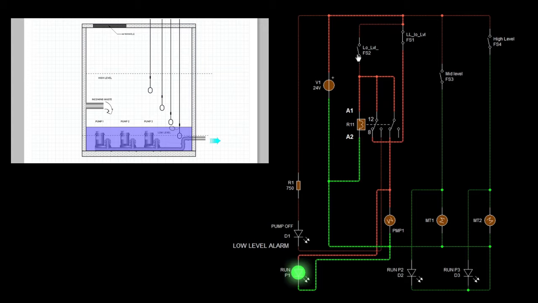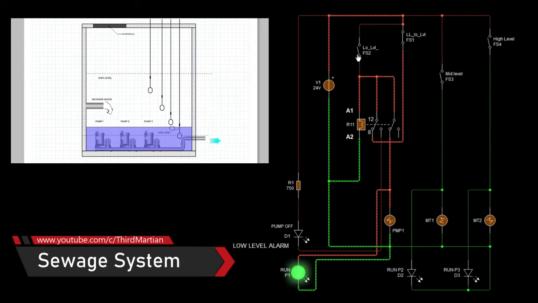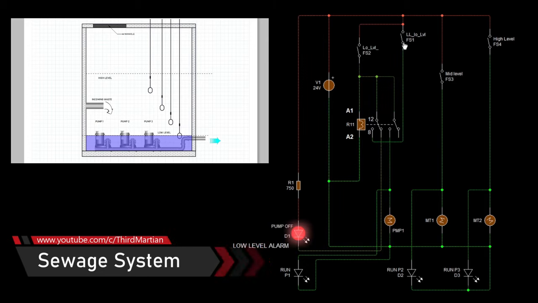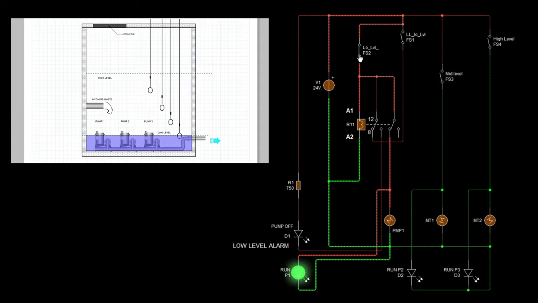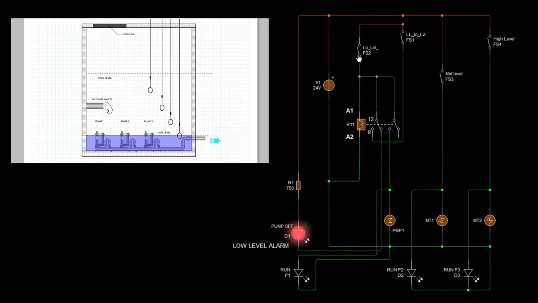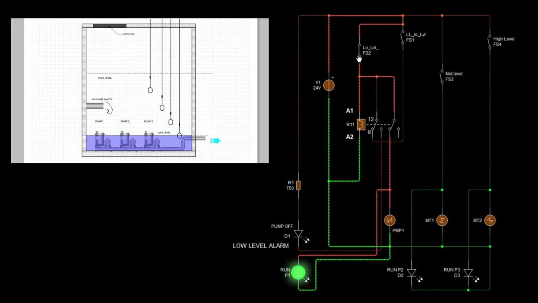Now, take a look at this. When the low level float switch is de-energized, pump 1 is still running. As you can see, when the low-low level float switch was de-energized, that's the time pump 1 will turn off, and the low-low level alarm will be activated. This is to protect pump 1 from turning on and off when the level goes high and low. Meaning, the low level float switch will energize pump 1, and the low-low level float switch will de-energize it.